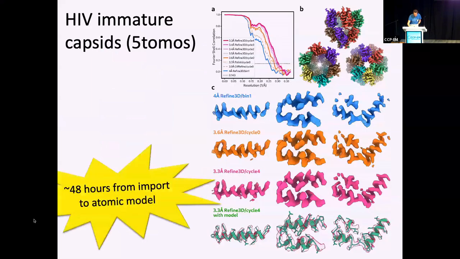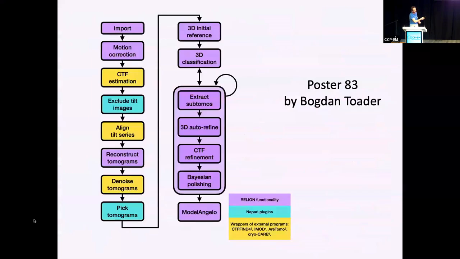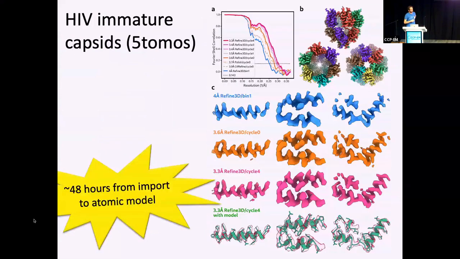So Bogdan has this poster, number 83, which is up here, and you can go and speak to him about it. You'll find that there we reprocessed John Briggs' 5 tomogram data set of HIV immature capsids yet again, in basically 48 hours from import to refine, running overnight with all jobs lined up. In 2 days' time, you can get to a 3.3 angstrom map, which is just a little bit worse than what we had before, 3.2.